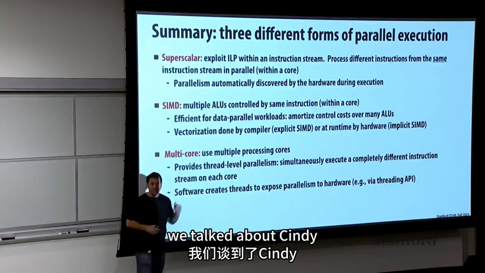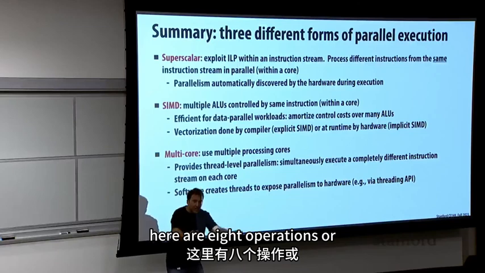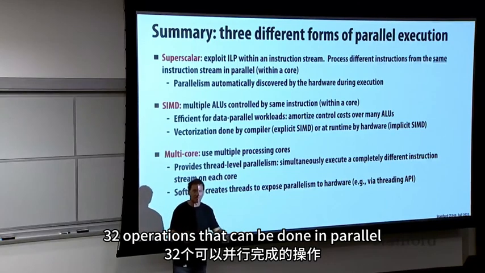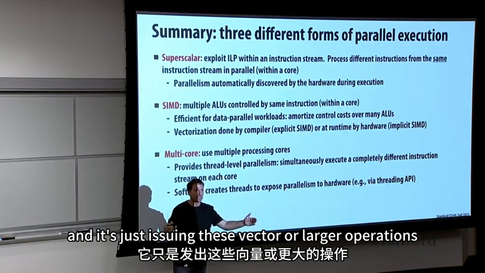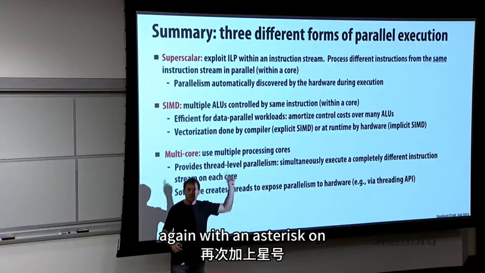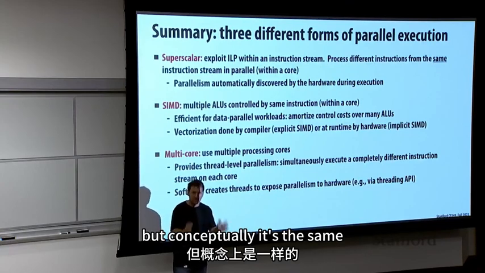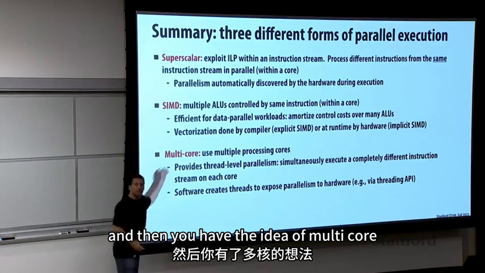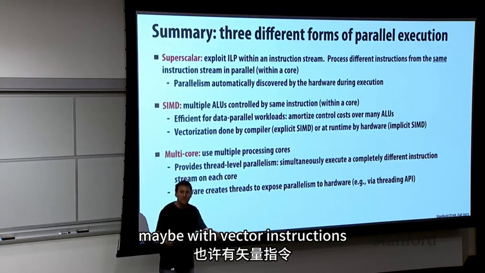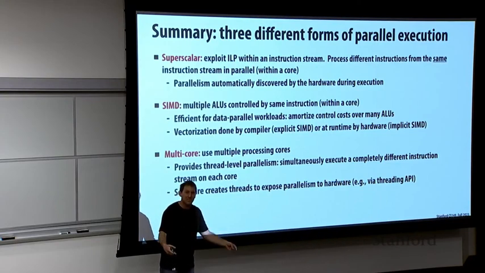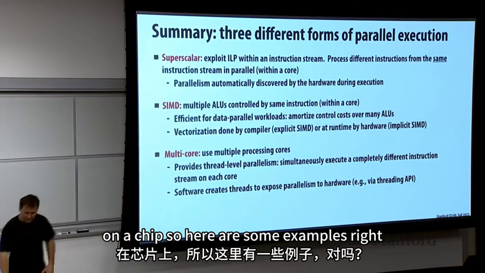We talked about SIMD, which is the program itself, most of the time, says, here are 8 operations or 32 operations that can be done in parallel. I have 1 instruction stream, usually, and it's just issuing these vector or larger operations. Again, with an asterisk, I will clarify that statement's not precise for GPUs, but conceptually it's the same. And then you have the idea of multi-core, which is taking one of these cores that can run one instruction stream, maybe with vector instructions, maybe with superscalar, and copying that as many times as you have the resources to fit on a chip. So here are some examples, right?